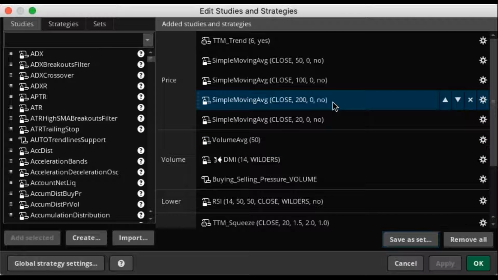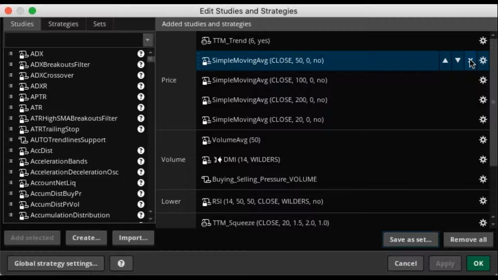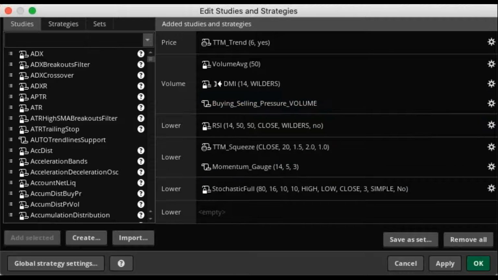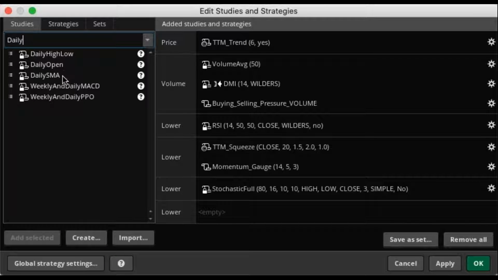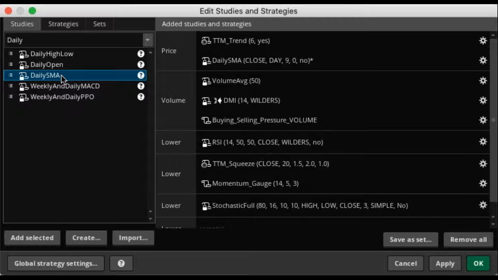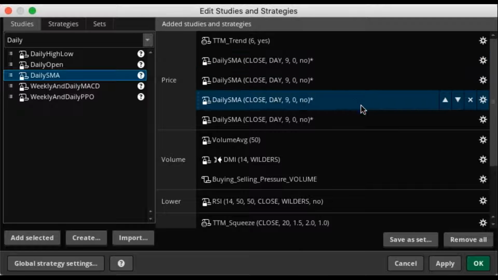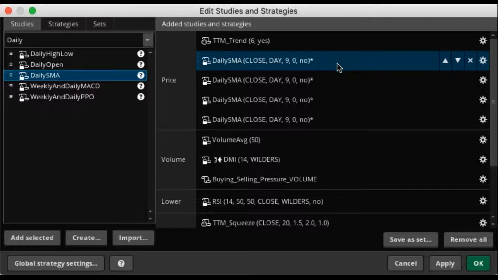Okay, now I want you to remove the simple moving averages, all of them. Remove them all. Okay, now I want you to type in daily, and then I want you to click SMA. And I want you to click that 4 times. All right, so we got 4 daily SMAs.